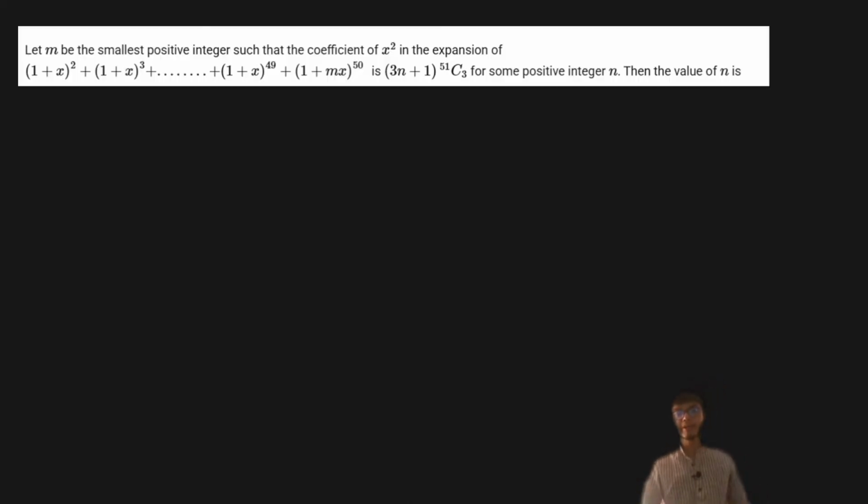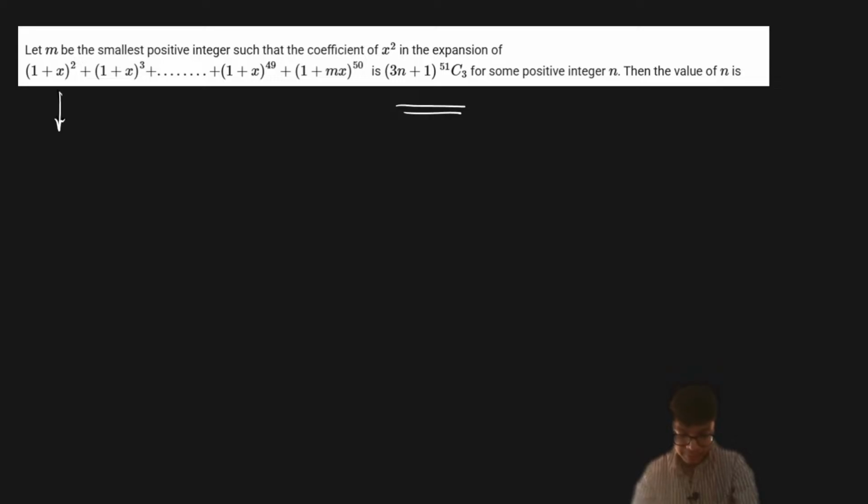The next problem is another very interesting and simple problem that came up in the JEE Advanced previous year questions. If you look at this question, it says that m is the smallest positive integer such that the coefficient of x square in this particular expansion is equal to 3n plus 1 times 51c3, right?